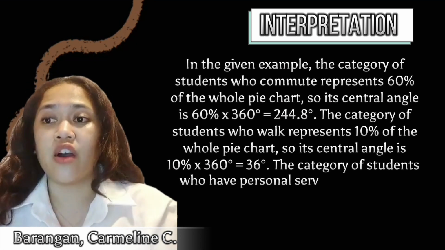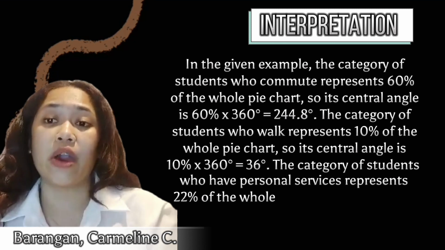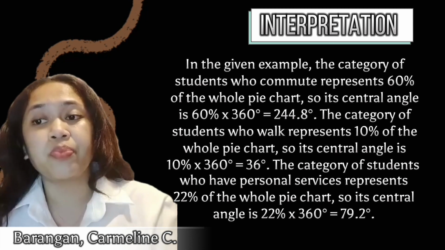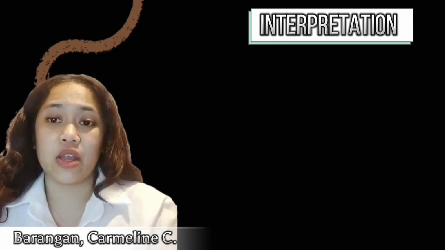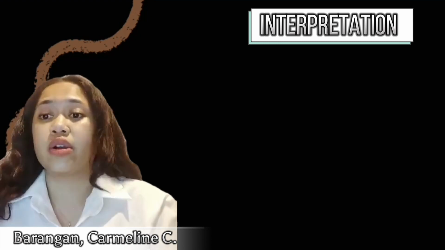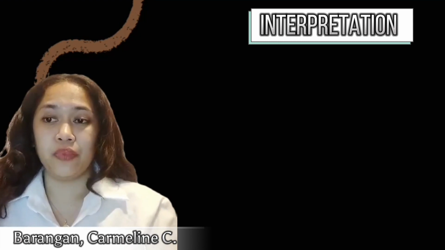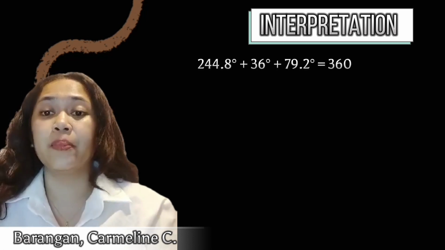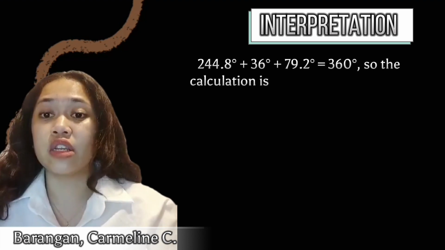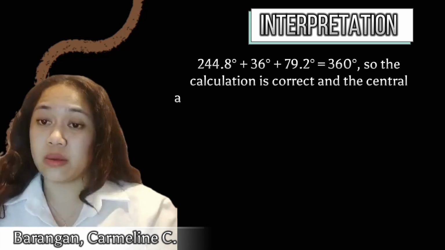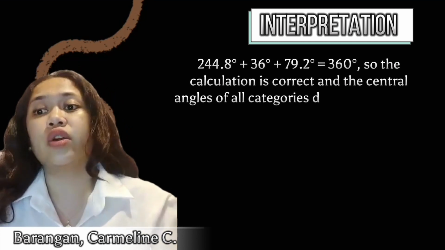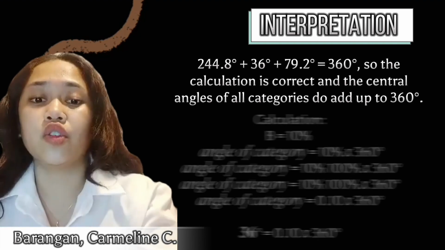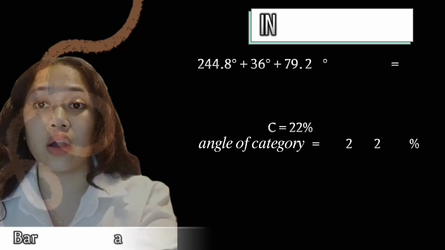The category of students who have personal services represents 22% of the whole pie chart. So its central angle is 22% times 360 degrees equals 79.2 degrees. Then to check if the central angles of all categories sum to 360 degrees, you add them up. In this case, 244.8 degrees plus 36 degrees plus 79.2 degrees equals 360. That's the whole chart, so the calculation is correct, and the central angles of all categories do add up to 360. Below are the calculations for the angles.